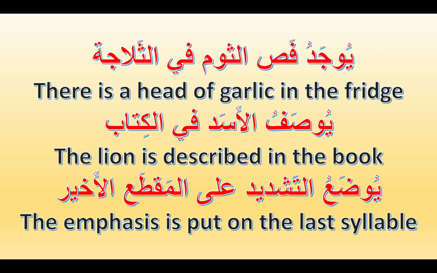يوصف الأسد في الكتاب. The lion is described in the book. وصف يصف in the non-passive. وصف يوصف in the passive. Okay? أسد, lion. Do you want to know how to say lion in Moroccan Darija? We don't say أسد, we say سبع. Okay? It's a cool word for you.